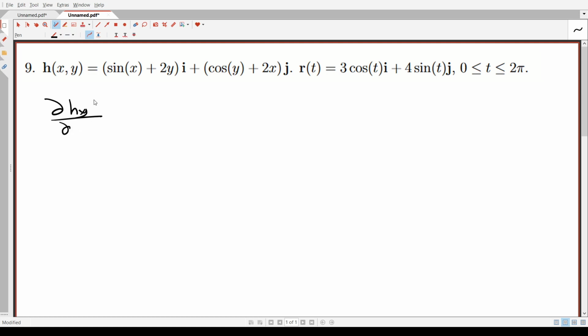We do the derivative of the y component with respect to x, and check if that's equal to the derivative of the x component with respect to y. Another way of writing this is to say that if I subtract the two, I get 0. So this is the way that it's usually written.